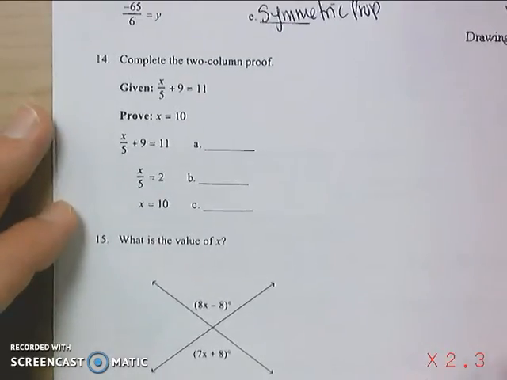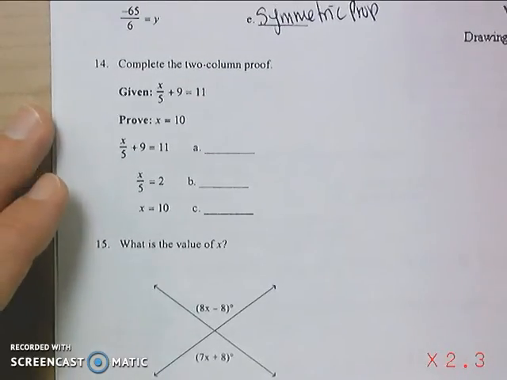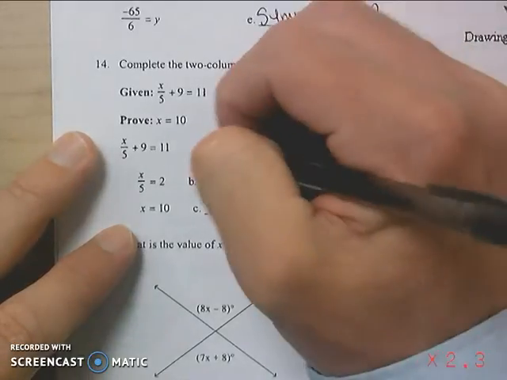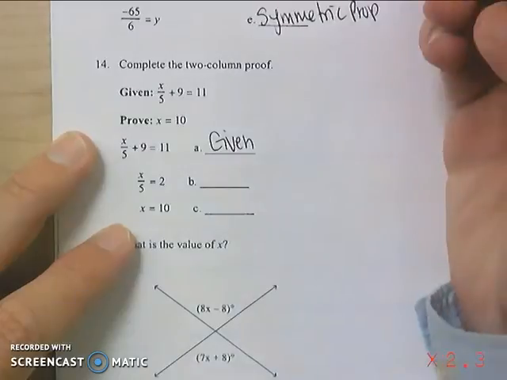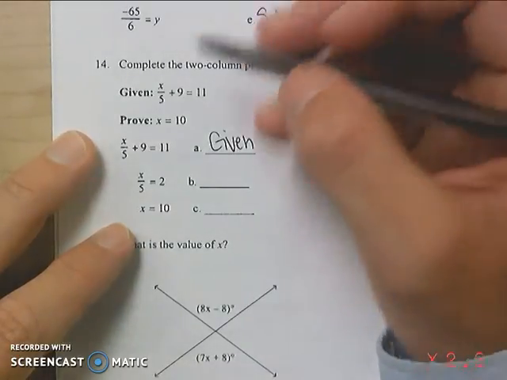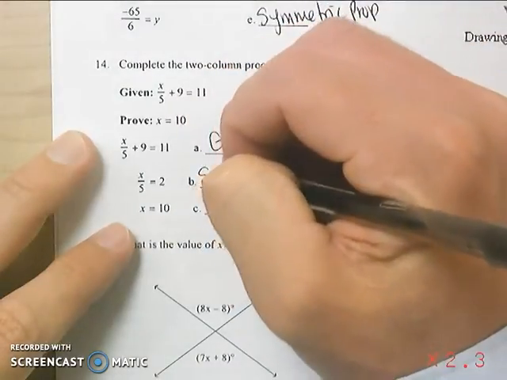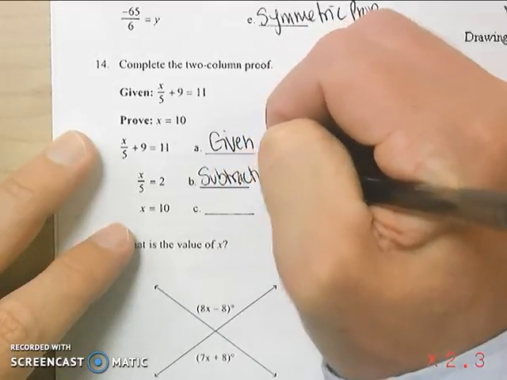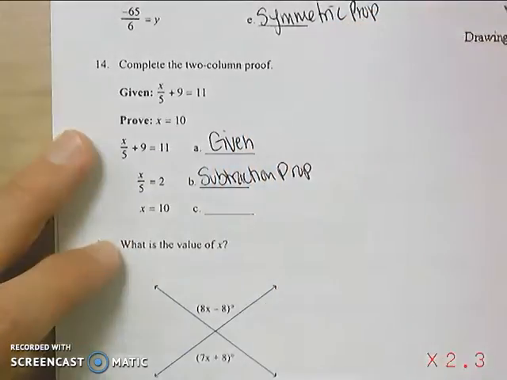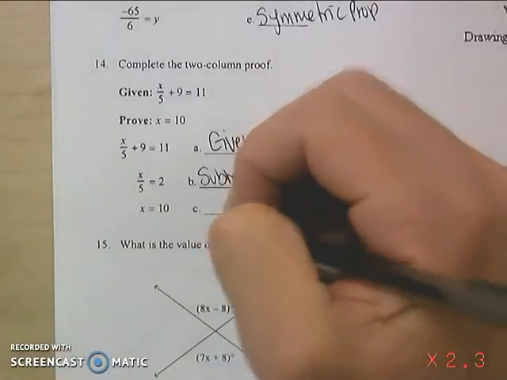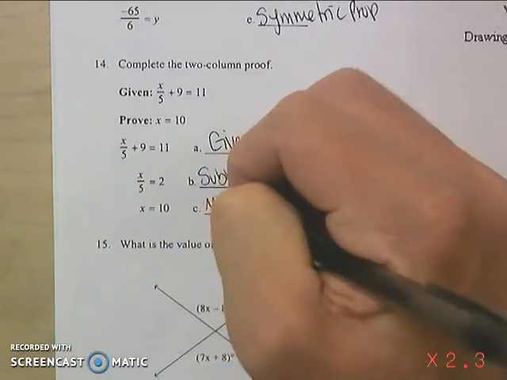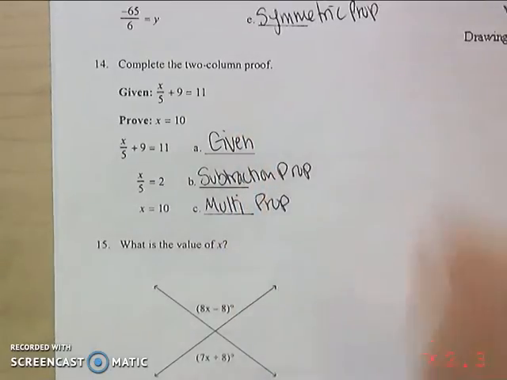Number 14, complete the two-column proof. Again, we're doing algebra proof here. So we start out with our given. Next, it looks like subtract 9, so it's going to be subtraction property. And then multiplication. Okay.